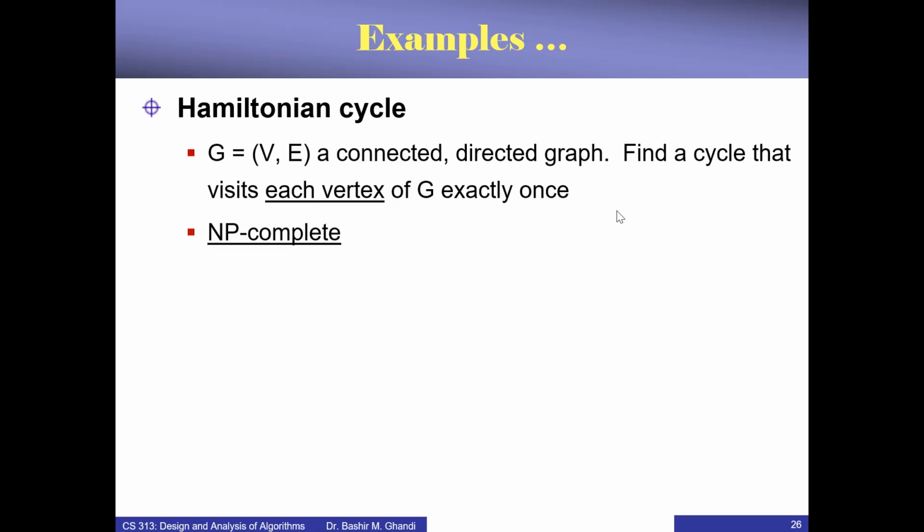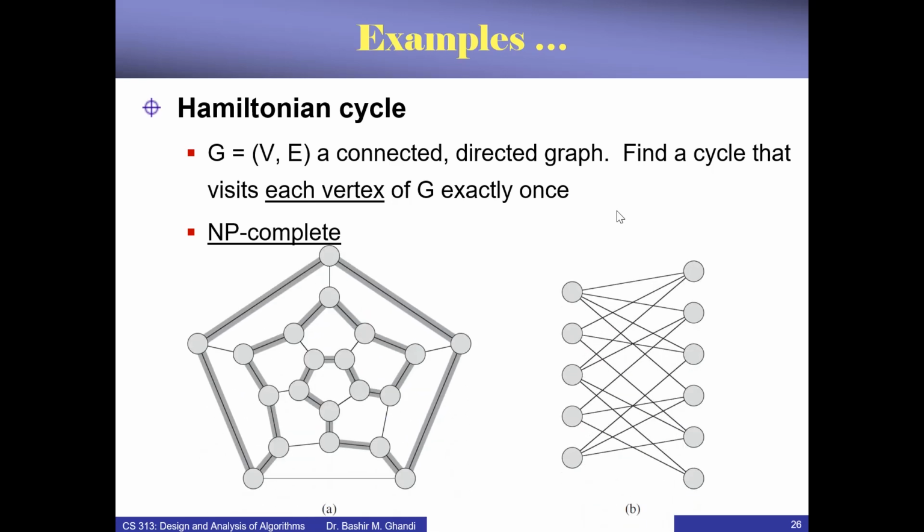Now this problem is NP-complete. If you are given a solution, you can verify it. For example, for this dodecahedral graph, you can see that there is a cycle. If you start from here and follow the shaded path, you will be able to visit each vertex without repeating any vertex and without repeating the edges themselves. We have a cycle. No vertex is repeated, no edge is repeated. So this is a cycle.